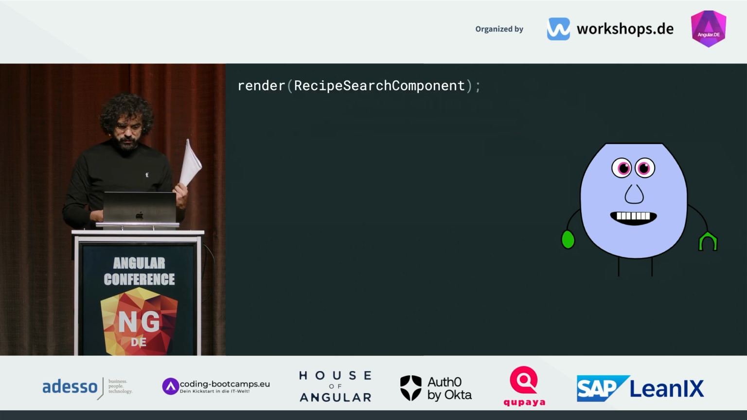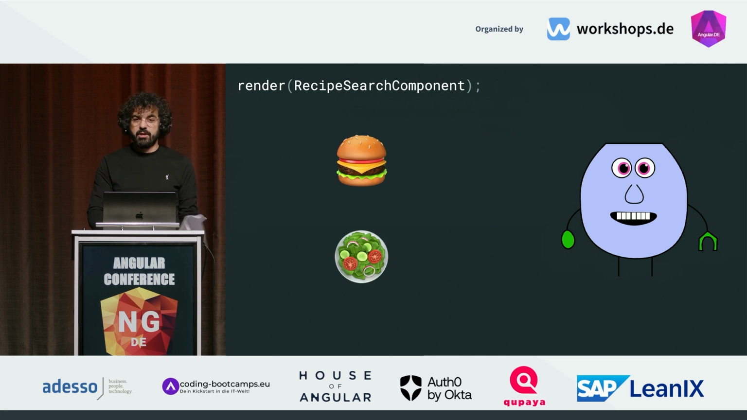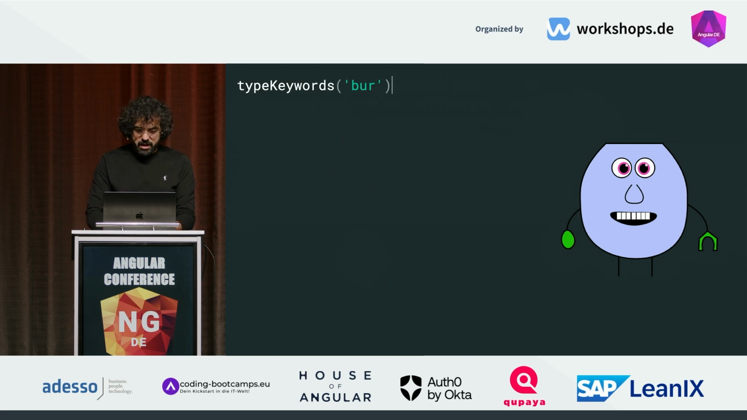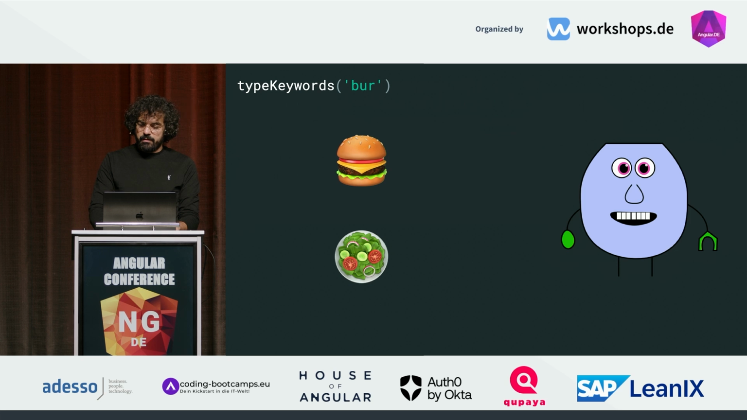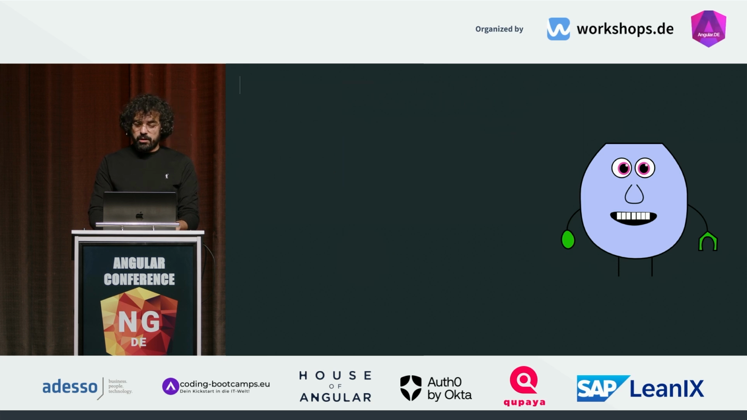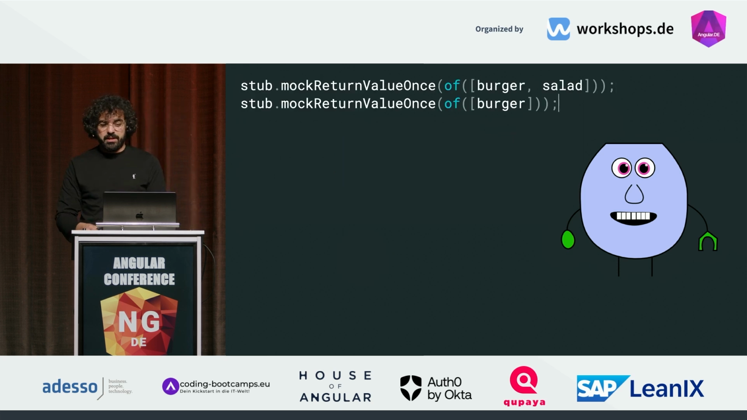Let's go. So I render the recipe search component, and good. I have my recipes displayed. Now I'm going to start typing BUR, for filtering the recipes. And when I start typing, this should filter the recipes, and I should only get the burger. What? Man, you're supposed to respond with burger only. Oh, okay. Just give me the lines in the exact order. Okay, so in the first call, I want you to respond with a burger and salad, and in the second call, I want you to respond with just a burger, okay?